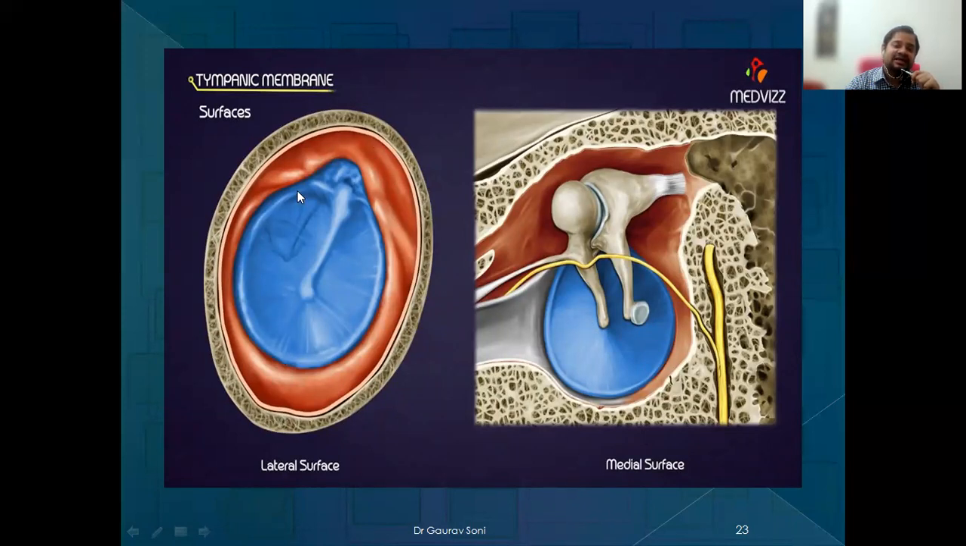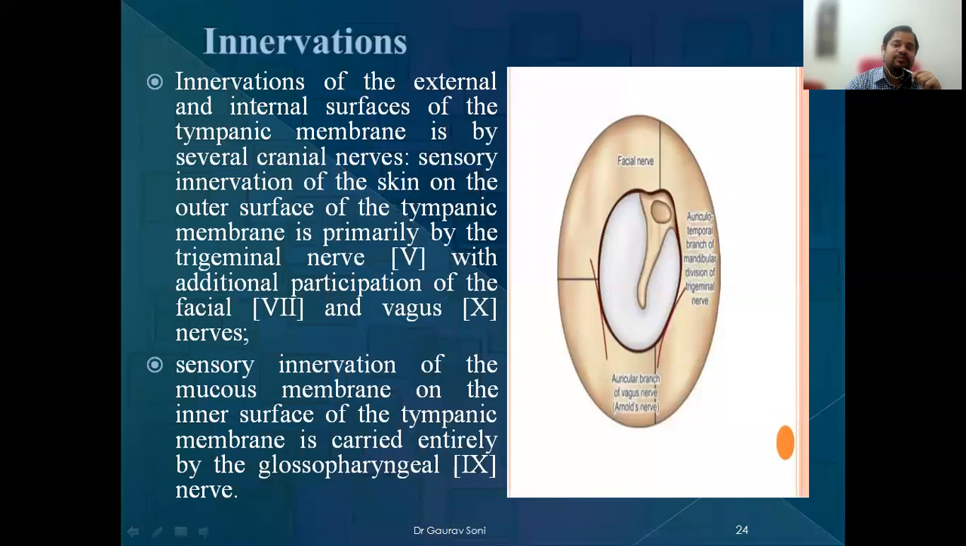This is the view from the external acoustic meatus. This is the view from the middle ear. Here we can see just a shadow of the malleolar handle, and the rest is a clean shape of the tympanic membrane, the pellicle. But on the medial side, you can see this particular part is going to directly attach to the handle. It will become the umbo. You can see the nerve, the chorda tympani, going towards the posterior malleolar fold also. So this is the internal or medial side view, and this is the lateral side view, which we have to understand about the tympanic membrane.